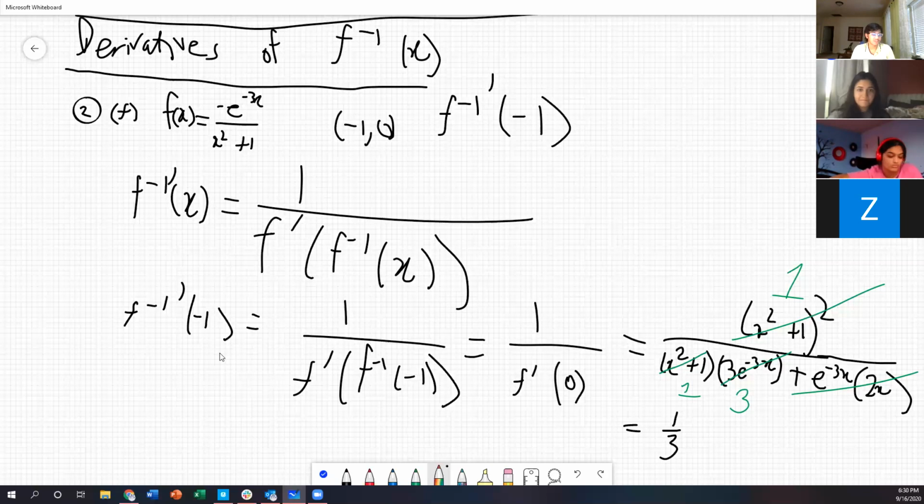Now we have to find the tangent line, right? Tangent line is easy because all you got to do now is plug it into the form. Y minus y1, well, that's just 0, is equal to 1/3 times x plus 1, because we have minus 1 here, and that is the answer.